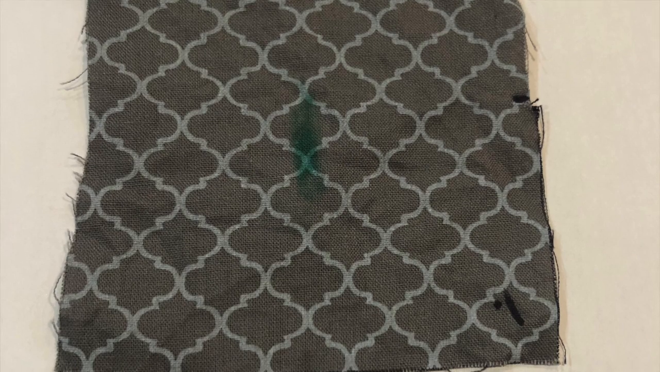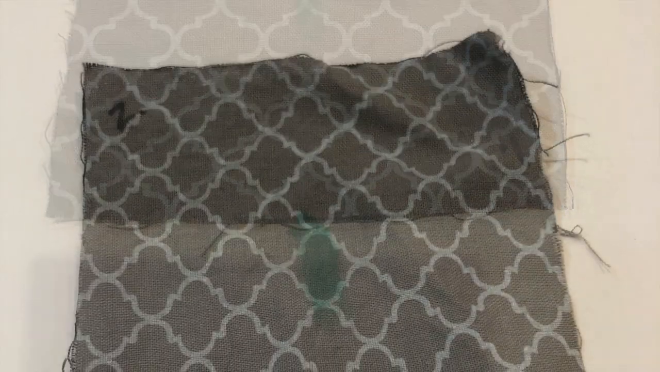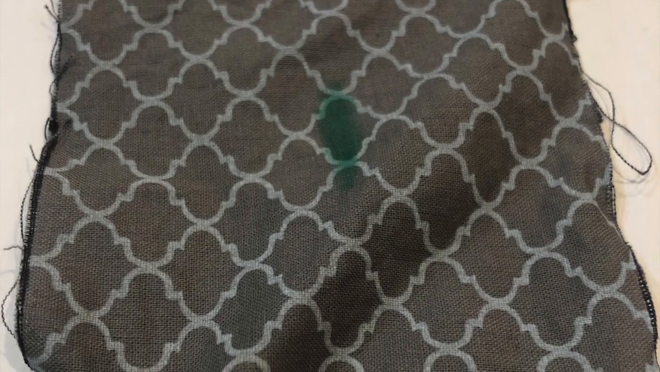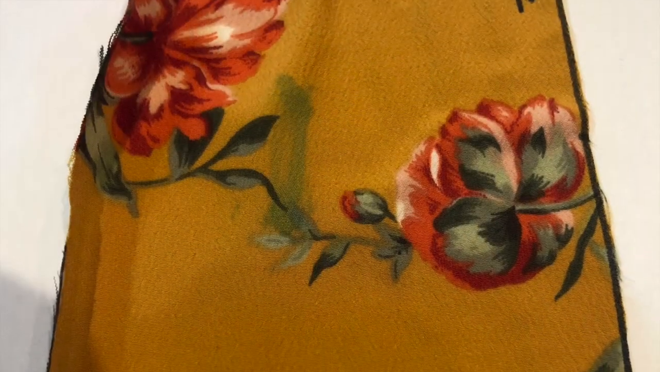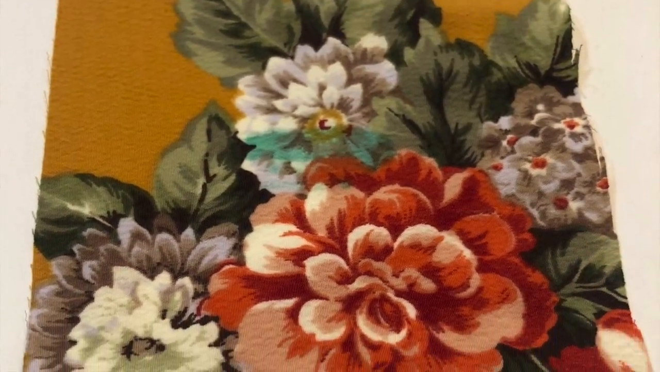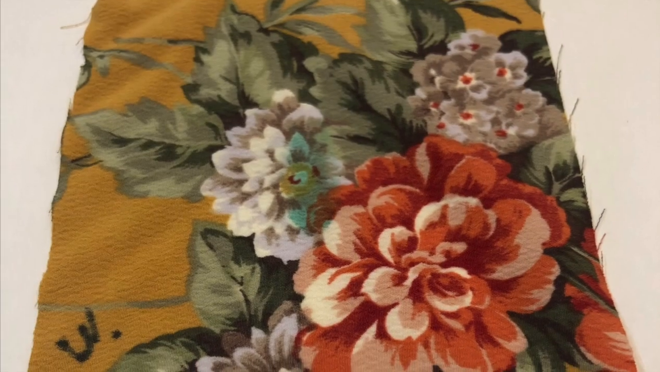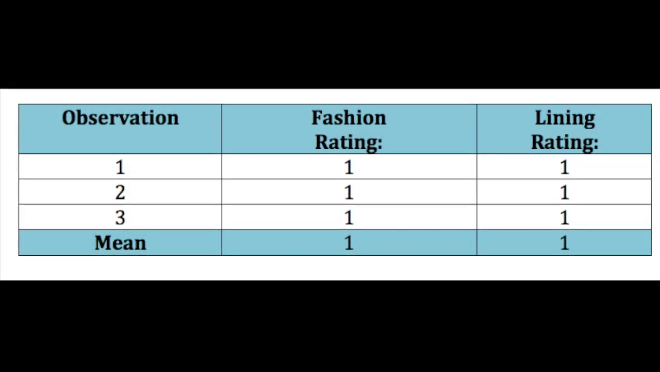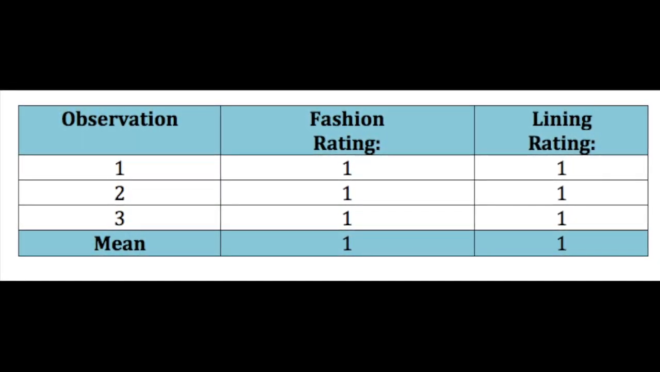Lastly, I conducted a stain removal test. I took 4 by 4 specimens from both the fashion fabric and the lining fabric. I then marked them with the same marker and then sprayed them with the same solution. I then put them in a washer and a dryer, tumble dry, and then rated the results. For both fashion and lining fabric, they have failed this test.